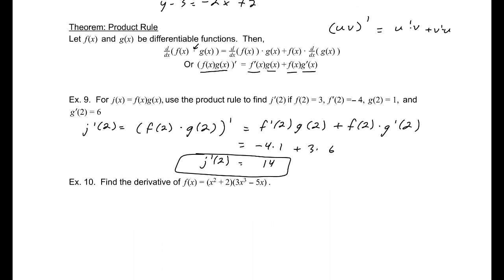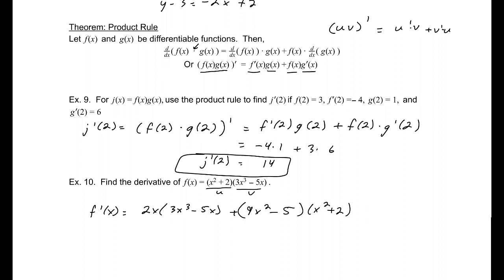All right, so in this case, I'm going to go ahead and use that, u and v. We have a product of two functions. So f prime of x is u prime, that would be 2x, times v, 3x cubed minus 5x, plus v prime, that would be 9x squared minus 5. I'm using those other rules. V prime times u, which is x squared plus 2.